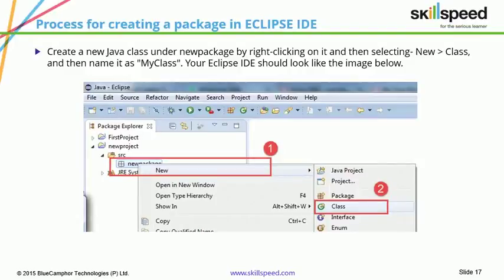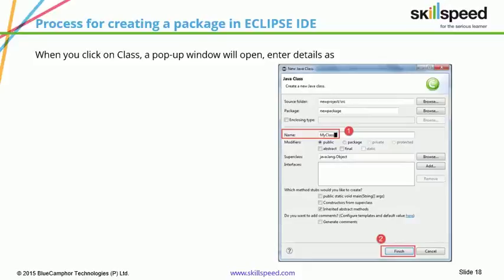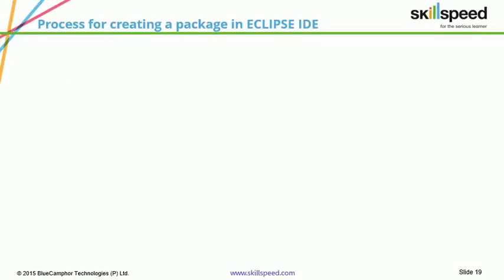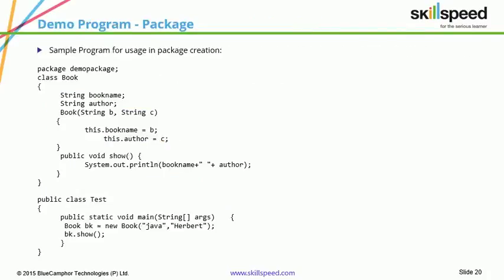Your Eclipse IDE should look like the image that I have projected. When you click on the class, a pop-up window will open. We have to enter the details as name of the class and click on the finish button. Okay, this is how it looks like after creating the class. The package name is automatically added as the first line, though we have not typed anything based on the package structure. Let us look at a sample program for usage of Java packages.